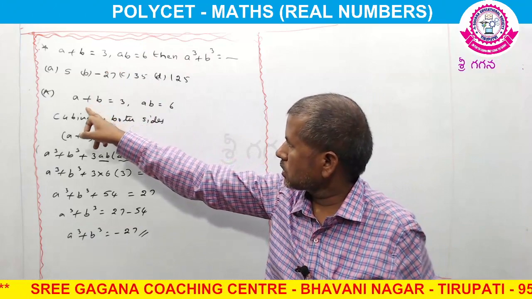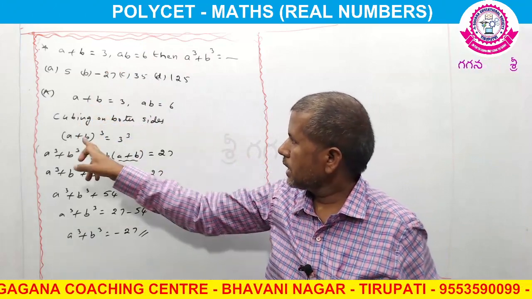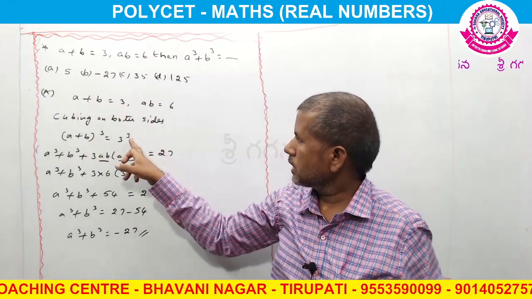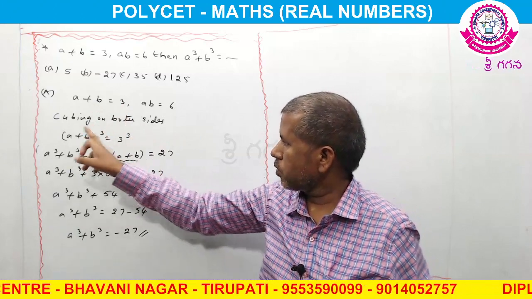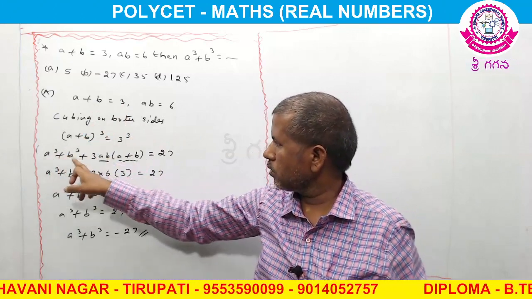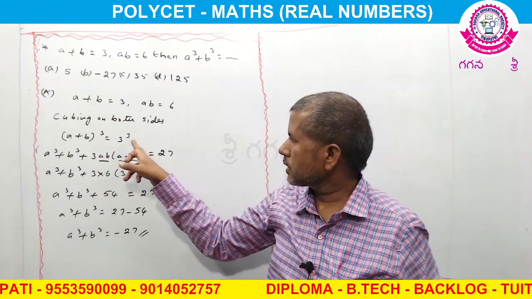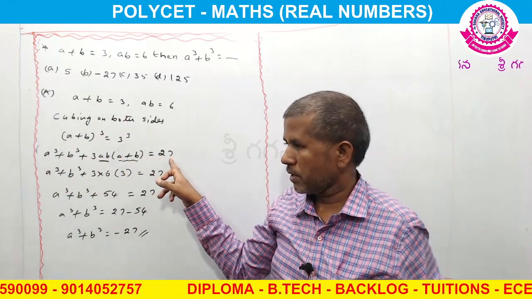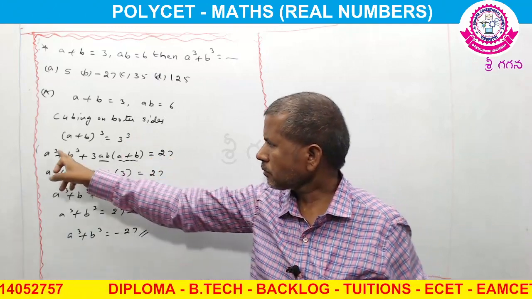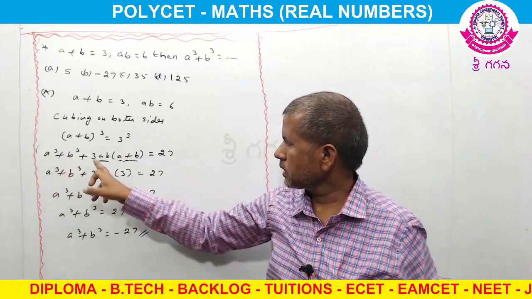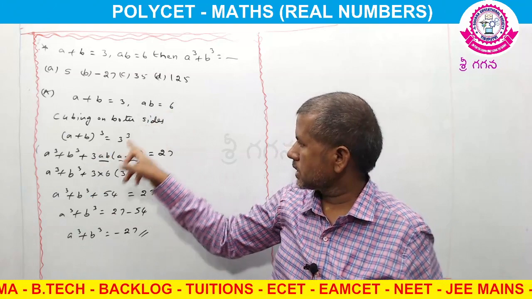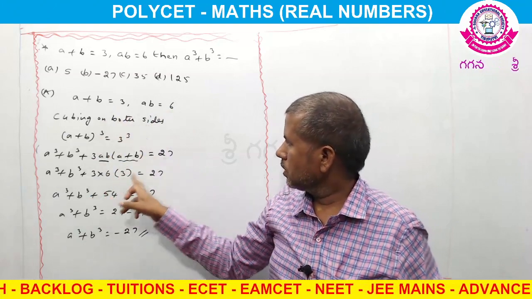The given function, also cubing on both sides. A plus b whole cubed equal to 3 cubed. A plus b whole cubed formula: a cubed plus b cubed plus 3ab into a plus b. Next, 3 cubed means 3 into 3 into 3, 3 times multiplication, we get 27. A cubed plus b cubed plus 3 into ab, given 6, a plus b, given 3, equal 27.